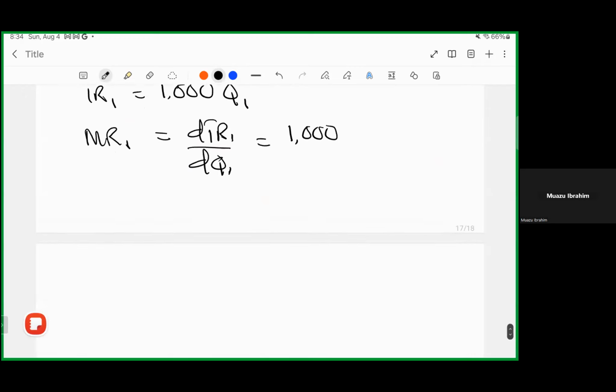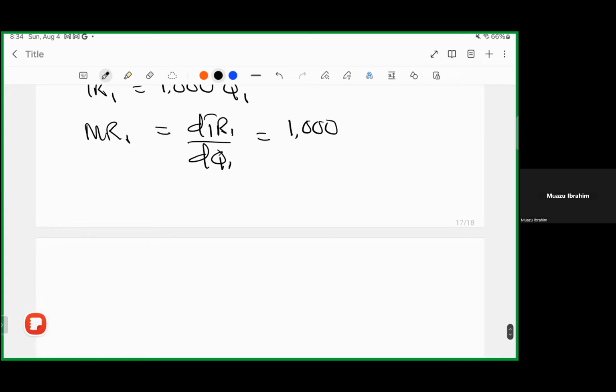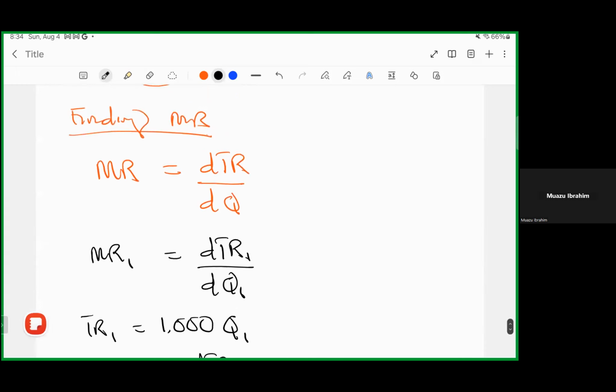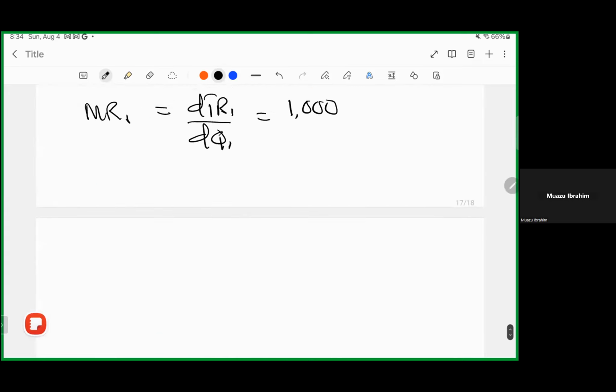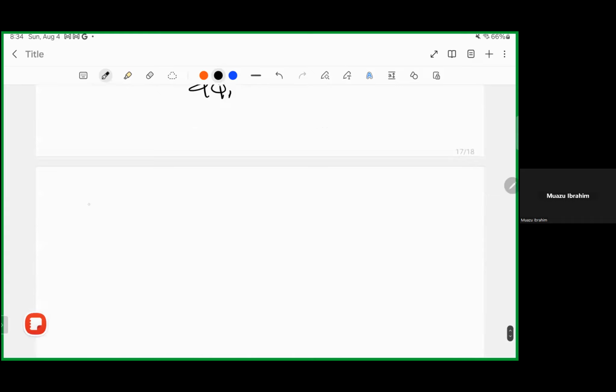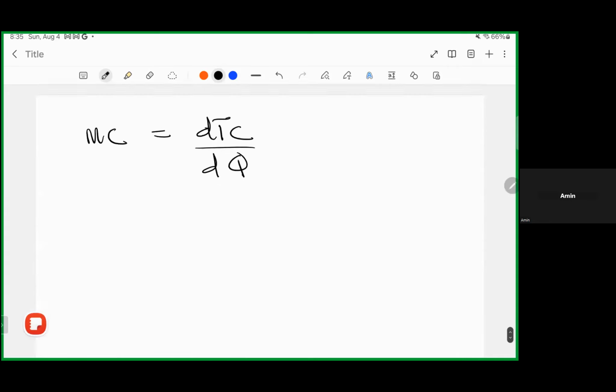So let's look at the second one. Let's look at its marginal cost. This is for Q1. So we have just finished with the marginal revenue, so let's look at the marginal cost. And what is the marginal cost? Change in total cost all over change in quantity. So the marginal cost for Q1 would be change in total cost all over change in Q1.